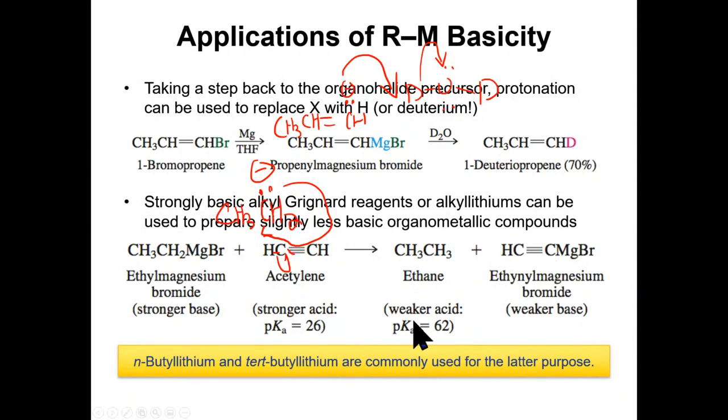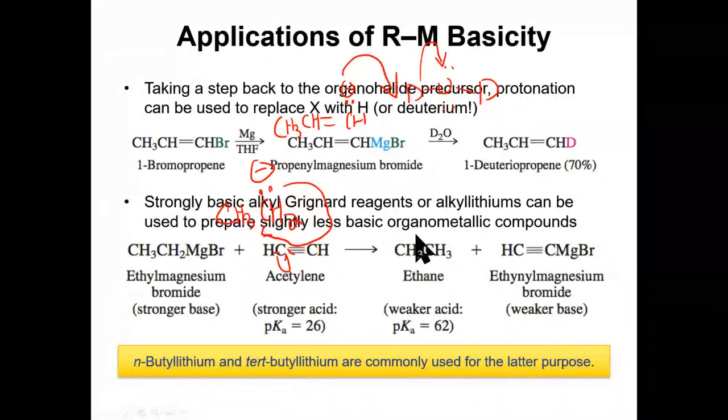And in organic chemistry, we often use n-butyllithium or tert-butyllithium for this kind of purpose, pretty often. Those reagents you can buy from chemical suppliers. They are just used as extraordinary bases to prepare organometallic compounds of other types. The n means normal, meaning unbranched.